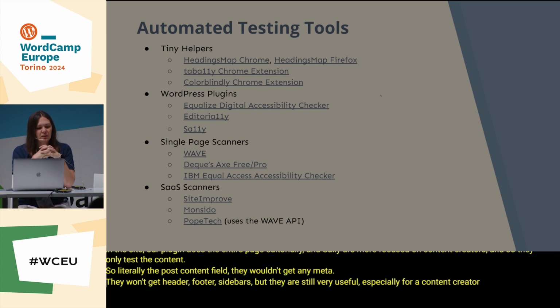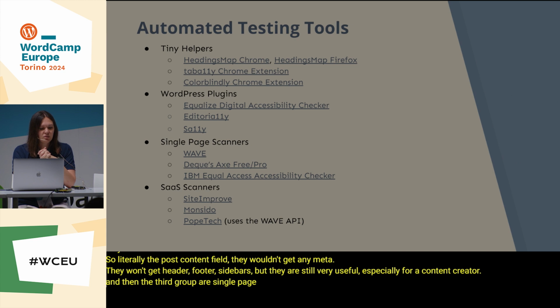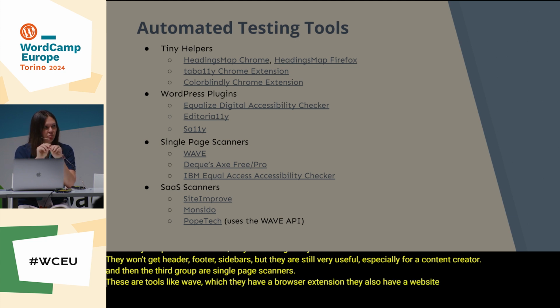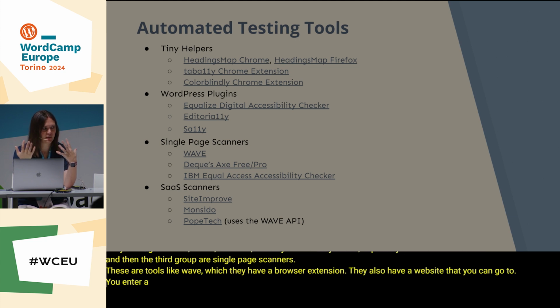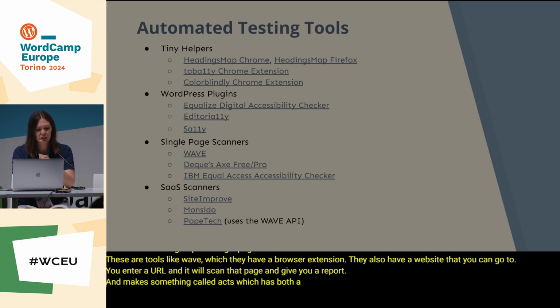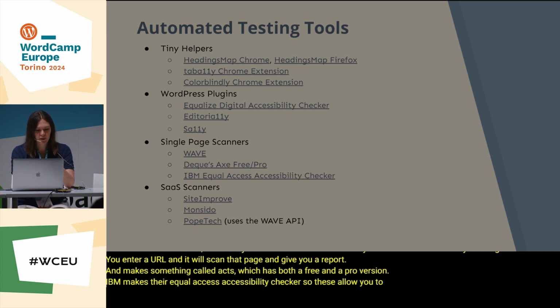And then the third group are single page scanners. These are tools like Wave, which they have a browser extension. They also have a website that you can go to. You enter a URL and it will scan that page and give you a report. And Deque makes something called Axe, which has both a free and a pro version. IBM makes their Equal Access Accessibility Checker. So these allow you to scan one page at a time.